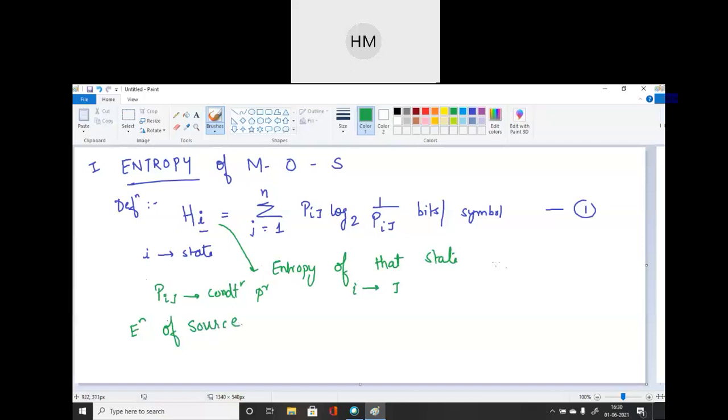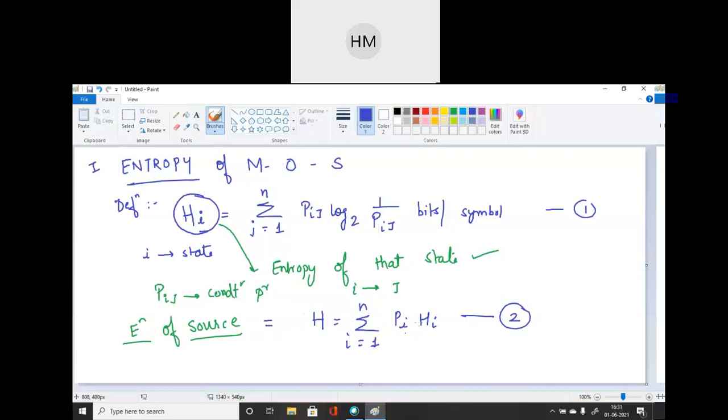What we did: first we found the entropy of the state, now we are finding the entropy of the source. Okay students, entropy of source, write down. Entropy of source is the average of entropy of each state. Clear? Entropy of source is the average of entropy of each state. State entropy we have found out. This is the state entropy. Clear? Now averaging this, you will get the entropy of source. Clear?